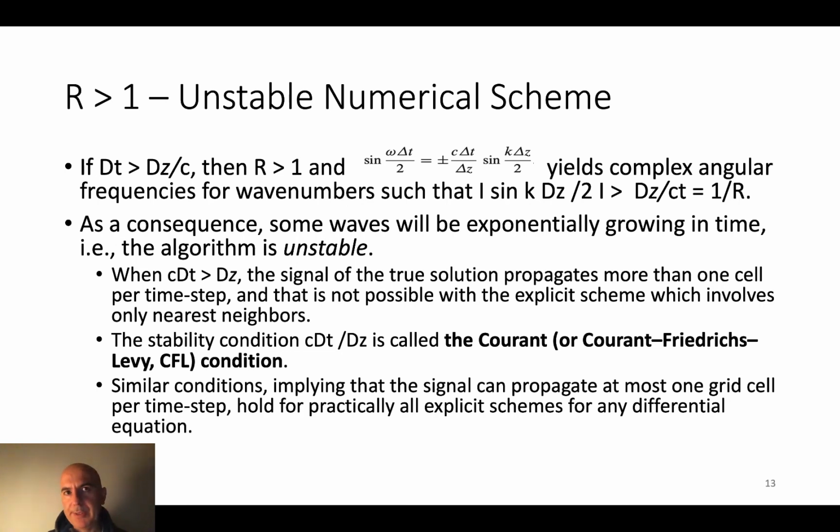And this is not possible with the explicit scheme, which involves only nearest neighbors. The stability condition, c multiplied by delta t divided by dz, is called the Courant-Friedrichs-Lewy, or CFL, condition. Also in other fields, for instance the propagation of waves in fluids or in quantum mechanics, a similar condition holds: the signal can propagate at most one grid cell per time step. This holds for practically all explicit schemes for any differential equation. In particular, for any hyperbolic problem you will have this CFL condition when we solve the problem explicitly.